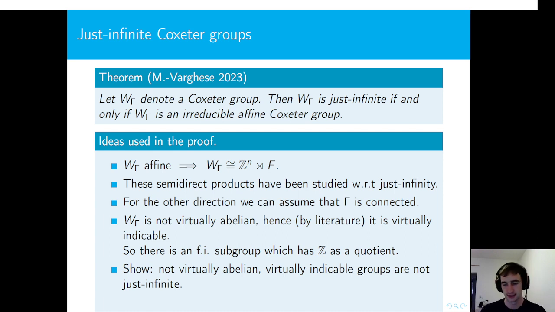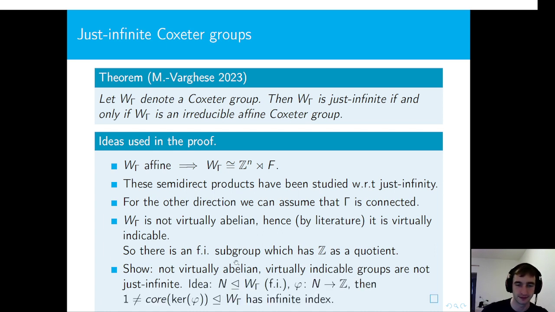And how do you do this? Well, the idea is you take a normal subgroup N, which is finite index, and you find a projection onto Z, let's call this φ, and then you consider the core of the kernel of φ. So the core is just the intersection of all conjugates of this kernel, and this will again be a normal subgroup. And then you need to think about this index. It's not too hard to see that this has infinite index. Where you really need to work is to show that this is non-trivial. But if you think about this for some time, you need to consider subdirect products and certain properties of them.